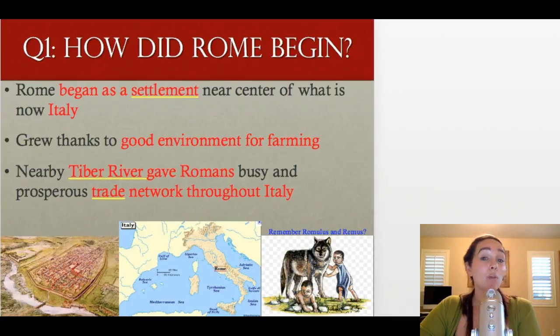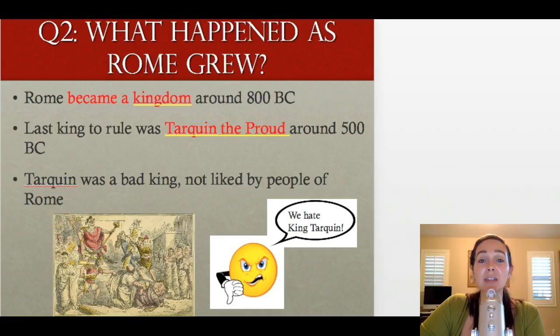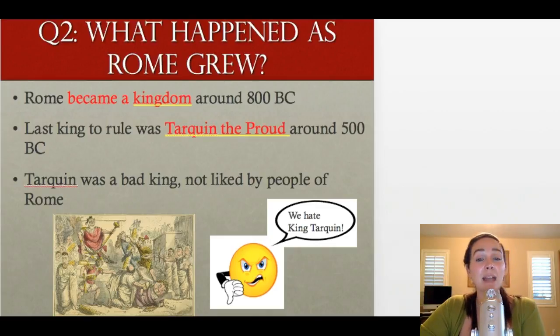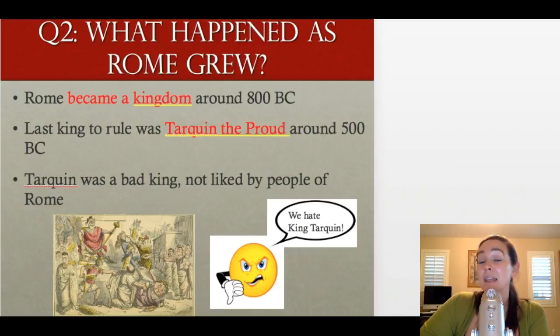All right. Rome started as a settlement. That's right. It prospered due to good trade because of the Tiber River and farming, and it grew so much that they needed a more stable government and ended up developing into a kingdom. And they were a kingdom for a number of kings until they had a mean, nasty king who nobody liked, and his name was Tarquin the Proud.